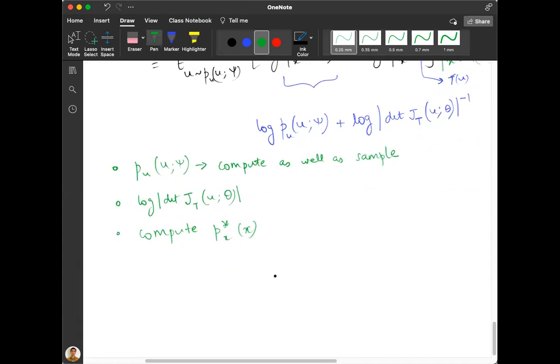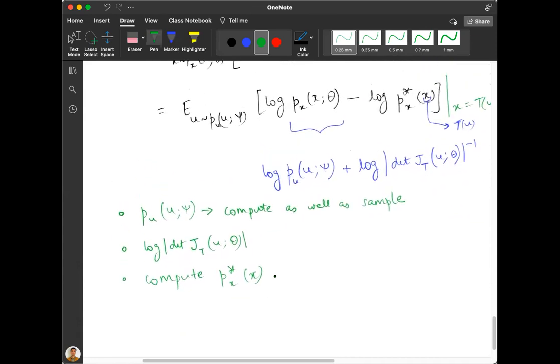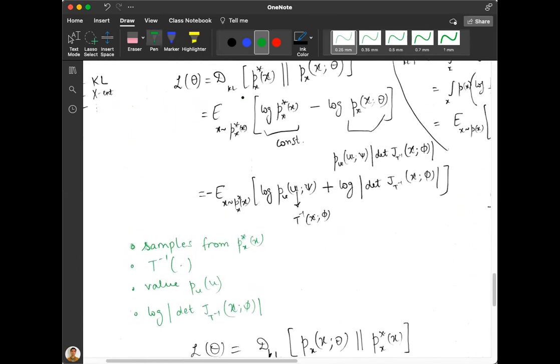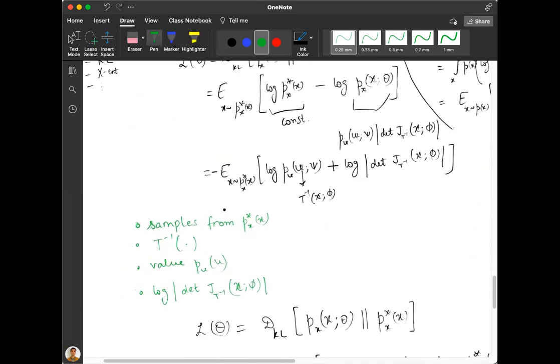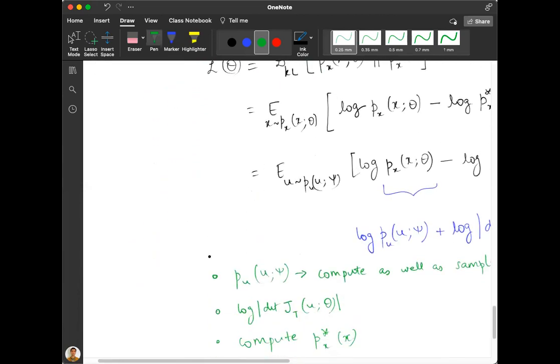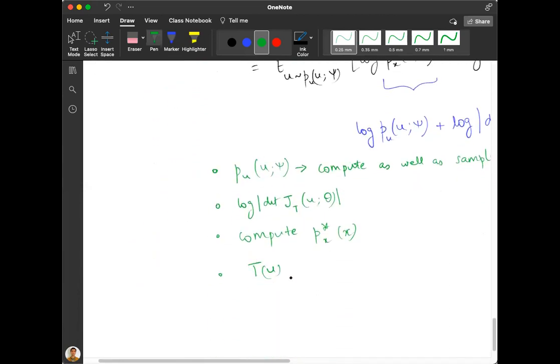Now, another thing which you might notice here is that in this case, you need TU. You need to compute the forward map. Whereas here, you needed the inverse map. Very important. In this case, to train it, you need the inverse map. You didn't need the forward map. But here, you need the forward map and you don't need the inverse map.